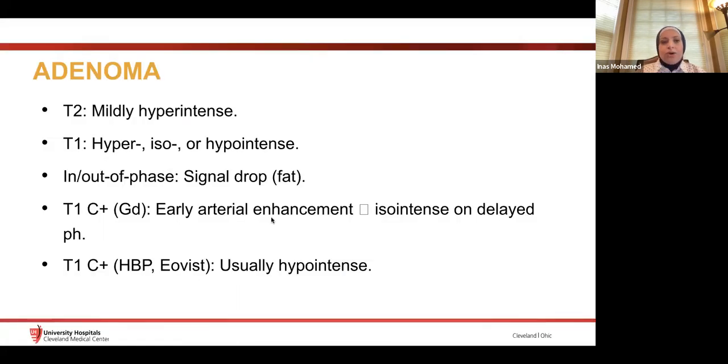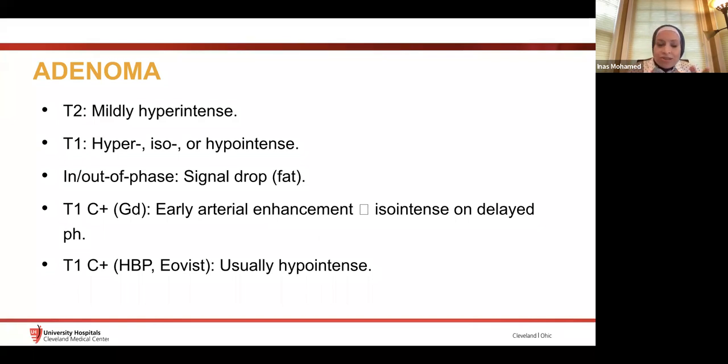Okay, so adenoma is generally T2 mildly hyperintense. T1 it can be hypo or hyperintense depending on whether there is blood or not. In the in and out of phase, it can have signal drops. Sometimes adenomas have intracellular fat, and on post-contrast, it has early arterial enhancement, but it does not wash out.